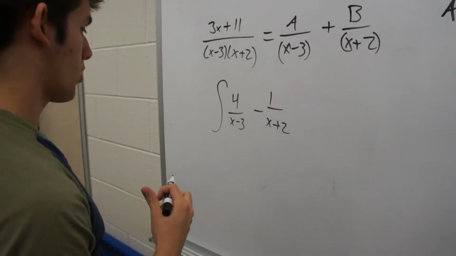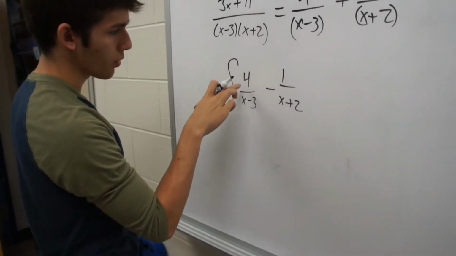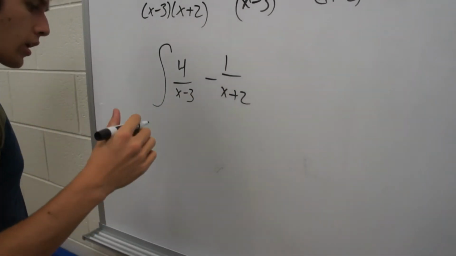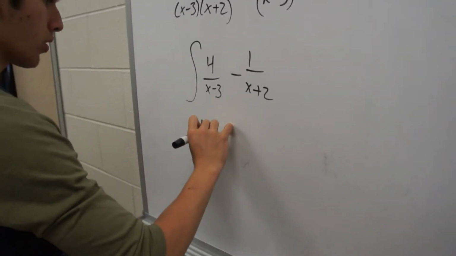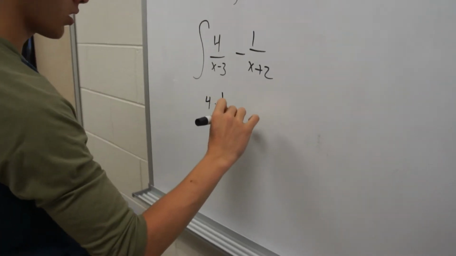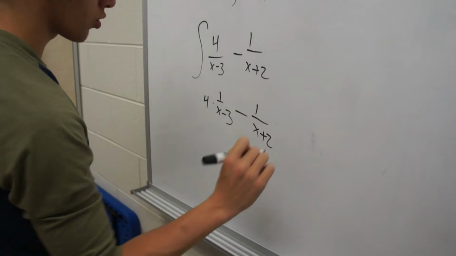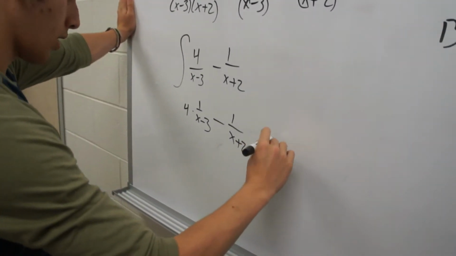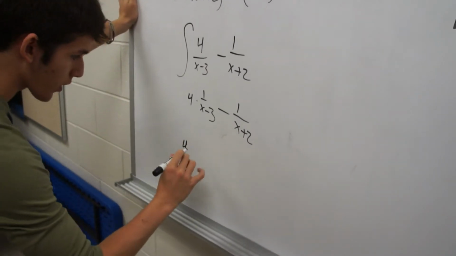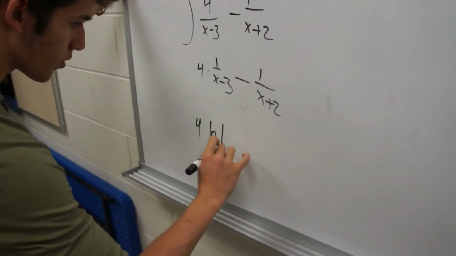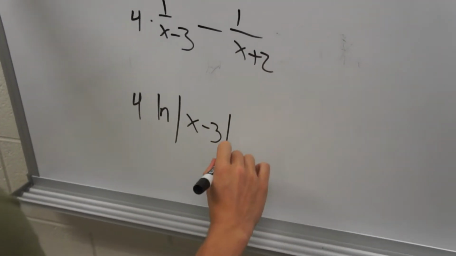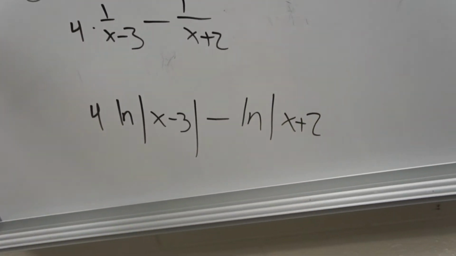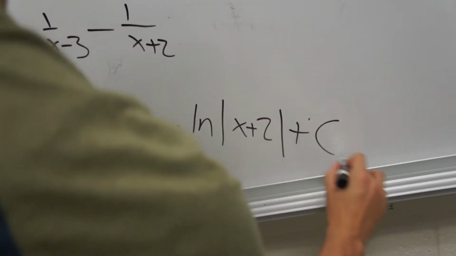You're still taking the integral of all of this. So basically when you get to this section, you need to bring the 4 out so that the numerator is 1, because the numerator needs to be the derivative of the denominator. So we have 4 times 1 over x minus 3 minus 1 over x plus 2. And then we use some natural log rule, and it brings the 4 out in front before you do anything else. Natural log of absolute value of x minus 3 minus natural log of x plus 2, and then you always put the plus c at the end because it's an indefinite integral.